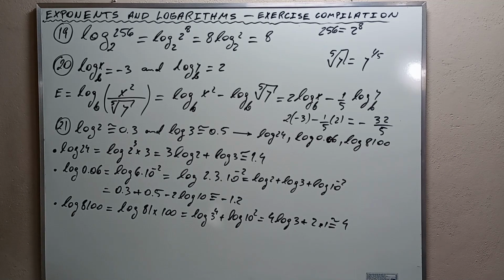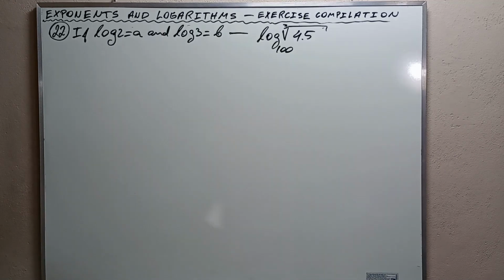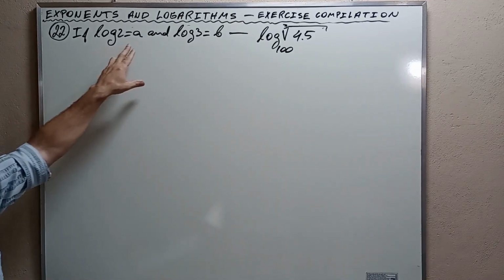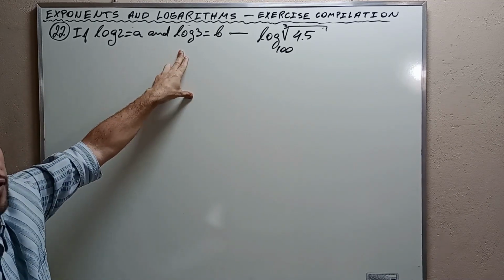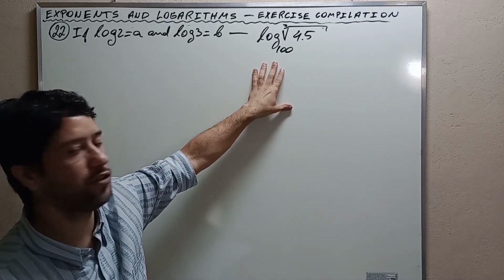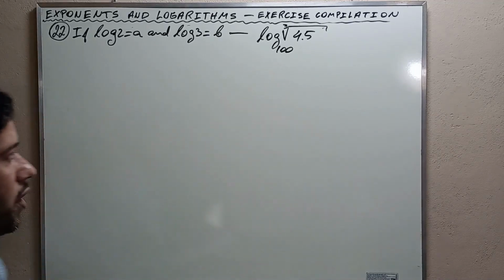Let's go to exercise 22. Exercise number 22 now. If the logarithm base 10 of 2 is equal to a, and the logarithm base 10 of 3 is equal to b, express this in terms of a and b. This is the exercise, and let's go to the solution.